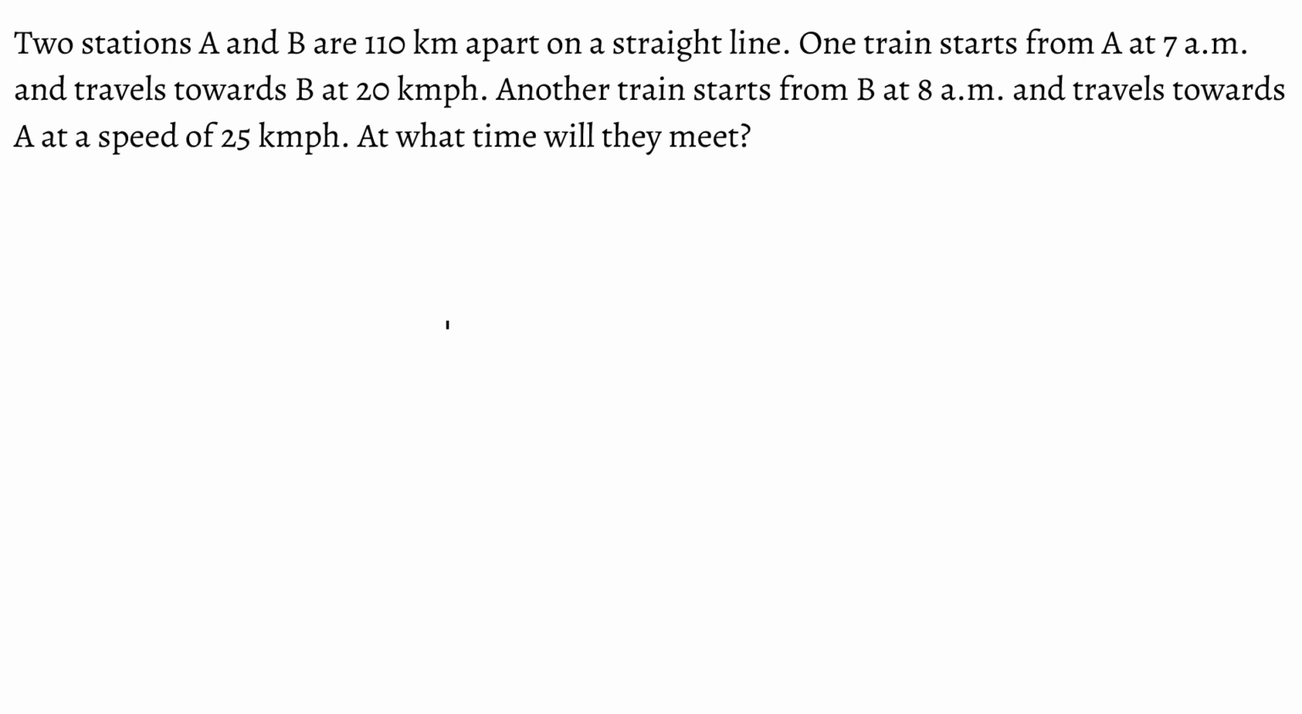So here let us assume that they will meet x hours after 7 a.m., right? Let it be x hours. So the distance traveled by A in these x hours is speed into time. What is the speed of A? It is 20. What is the time? x. So 20x is the distance covered by A. Because A started at 7 a.m. and B started at 8 a.m., A started earlier than B.